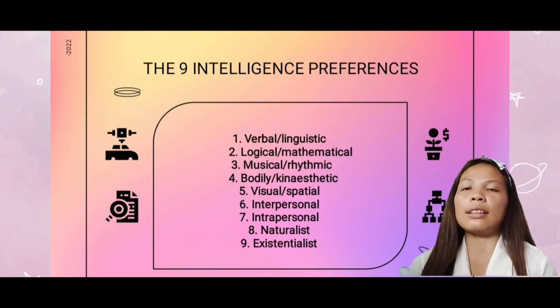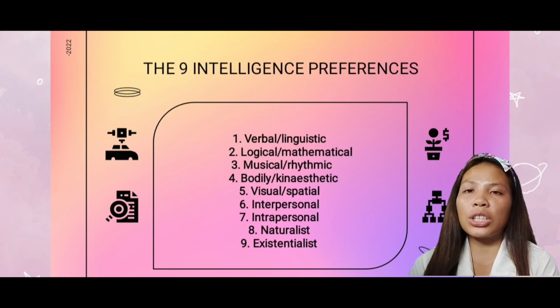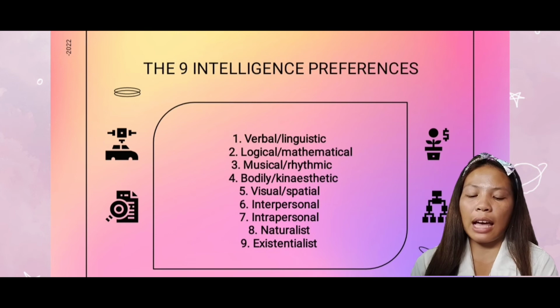First is the verbal or linguistic. Second, logical or mathematical. Third, musical or rhythmic. Next, bodily or kinesthetic. Visual or spatial. Interpersonal, intrapersonal, naturalist, and the last is existentialist. So those are the 9 intelligence preferences by Howard Gardner.